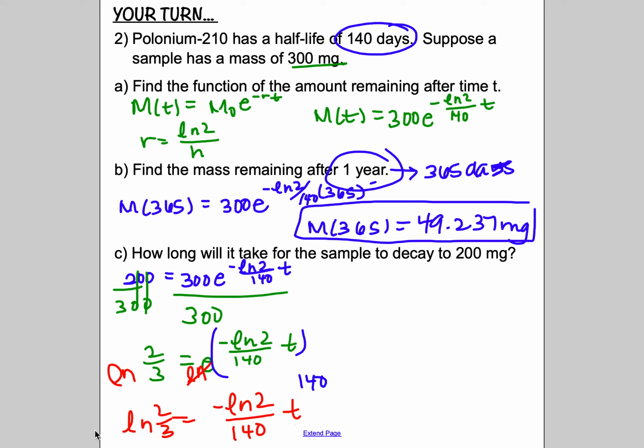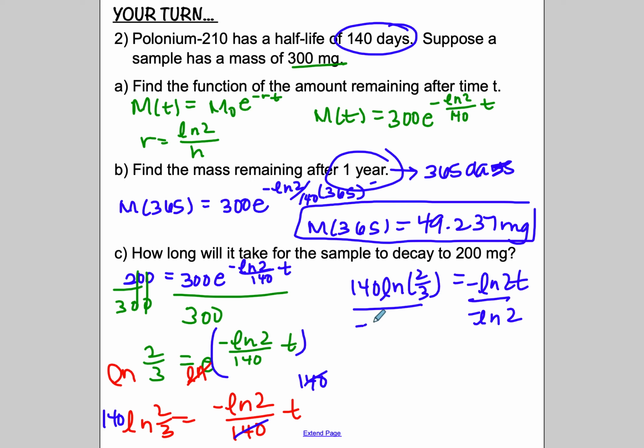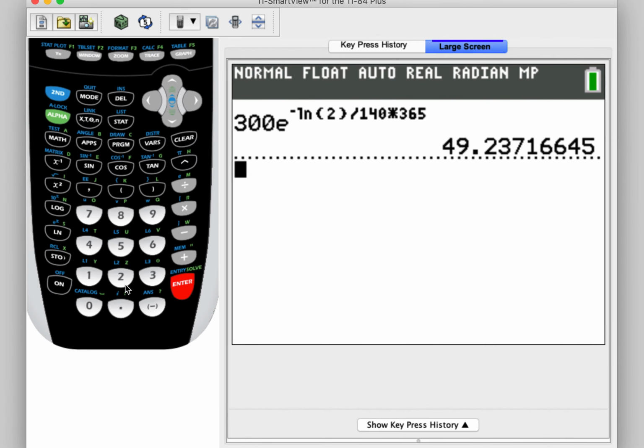Times both sides by 140. So now what do I have? I have 140 ln of 2 over 3, all in parentheses, equals negative ln of 2t. So then to get t by itself, I divide by negative ln of 2. So let's cancel. So I need to type this into my calculator to get t. So t is equal to 140 ln of 2 divided by 3, and the parenthesis divided by negative ln of 2.